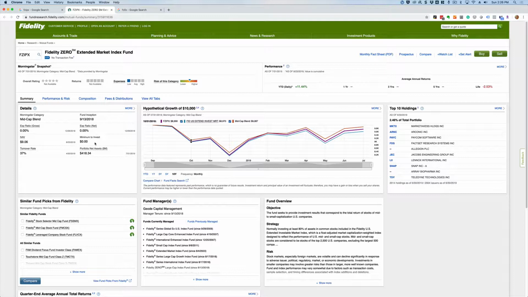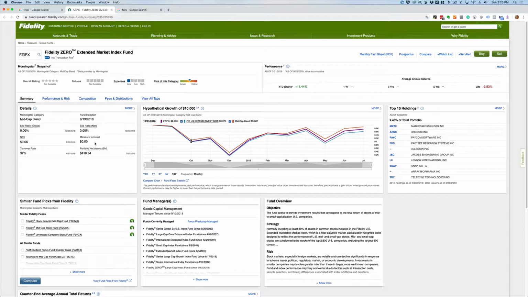We know that it's a mid-cap. So if we want a mid-cap index fund in our portfolio, we've got one here. We know it's an index fund, so it's going to follow a mid-cap index. We know the expense ratio couldn't be any better. It's 0. And we know the minimum investment. Basically, there is none. You can invest whatever you'd like.